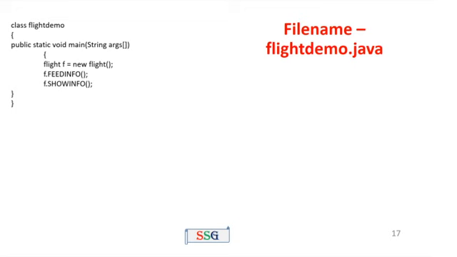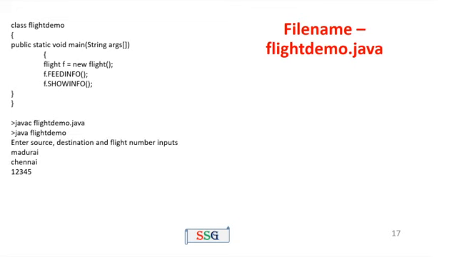Second close curly brace for class closing. Next we have to run the file: java FlightDemo. Then it asks for the input, enter the source, destination and flight number inputs. Madurai, source place, destination place Chennai. My flight number is 12345. The outputs: flight number 12345, source place Madurai, destination place Chennai. So in this program we have created only one object. Through this object we call the functions feedInfo and showInfo.